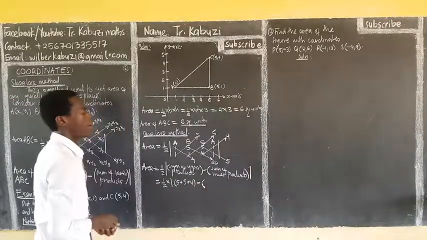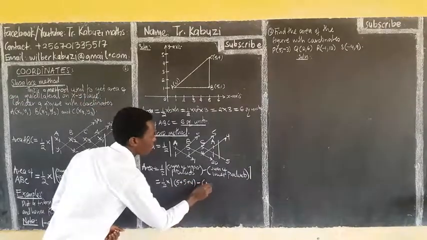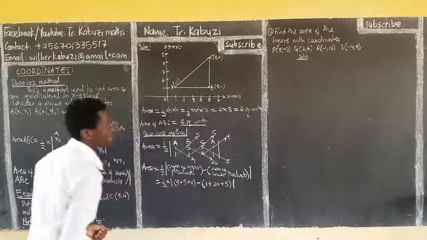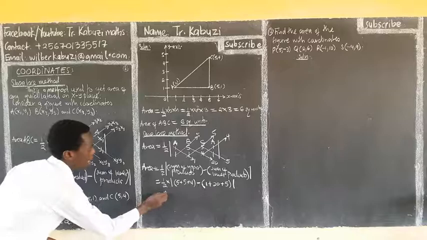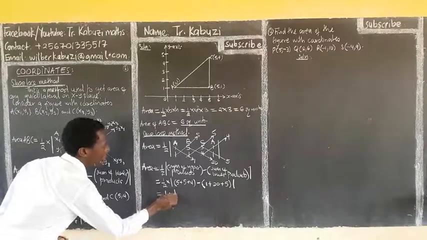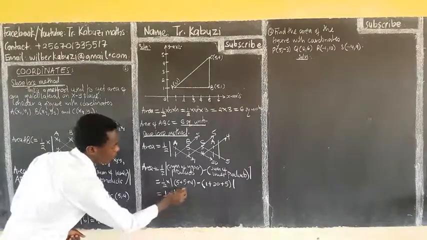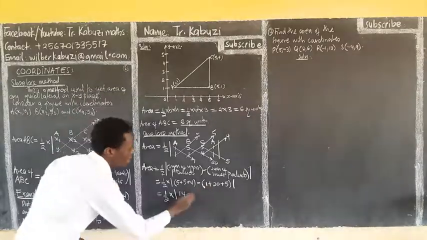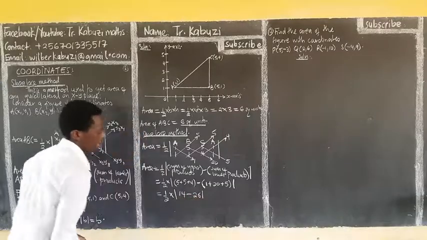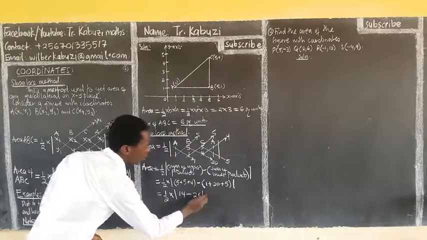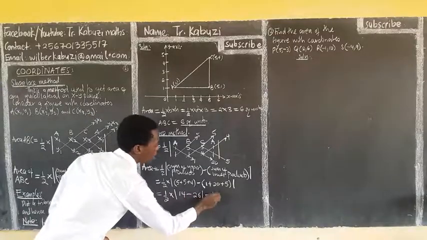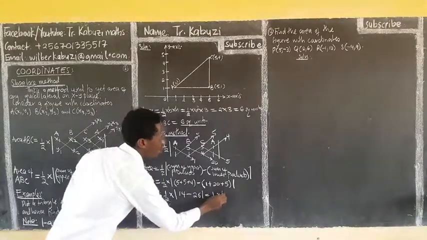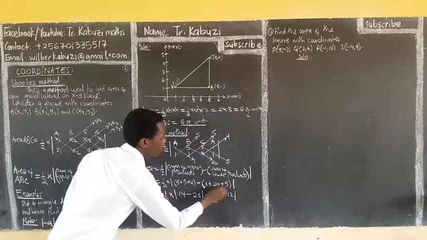Then minus the lower products. We have 1 plus 20 plus 5. As simple as that. So this will give us half times, when you sum this you get 14, then minus, this will be 26. And you see, this is going to be half times modulus. When you subtract this from this, you get negative 12 modulus.